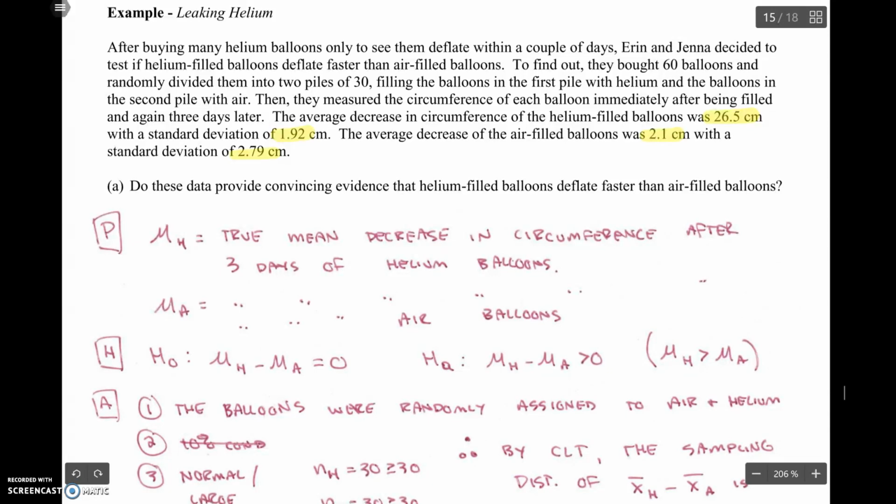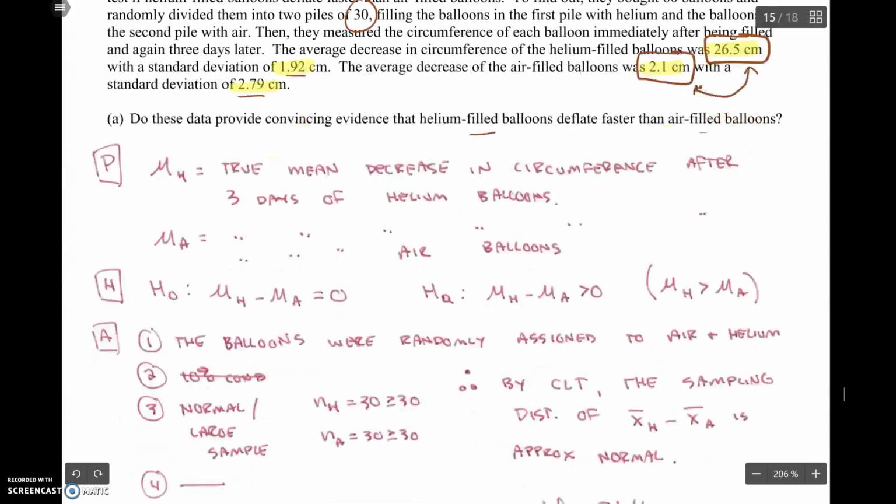So this is going to be a little ridiculous, but they're going to ask us if this is a significantly different number than this, when these are my standard deviations. Yeah, I think this is one that we could maybe do without even using a calculator. There is definitely going to be a significant difference. If our spreads are this small, we got 30 in each pile, sample size is 30, this is a huge difference. But we're going to run the test anyway. Do these data provide convincing evidence that helium-filled balloons deflate faster than air-filled balloons?